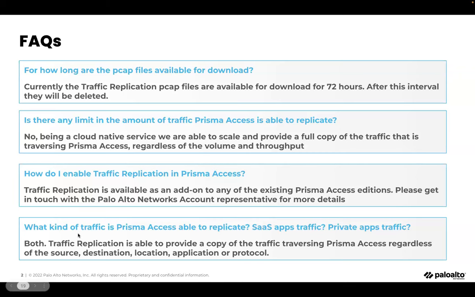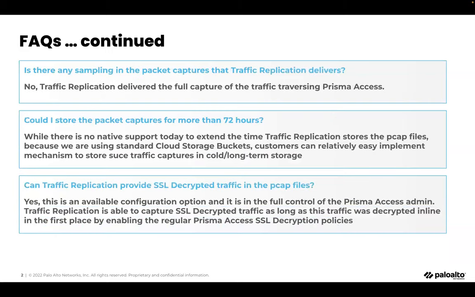Another question: what kind of traffic are we able to replicate? I think I covered it already, but is it about SaaS and internet traffic only, or is it private application traffic? The answer is both. Any kind of traffic is available for replication. For now, the only maybe limitation that we have is that we are only replicating traffic coming from mobile users. Very soon, we'll also be able to replicate traffic coming from remote networks, from branches.